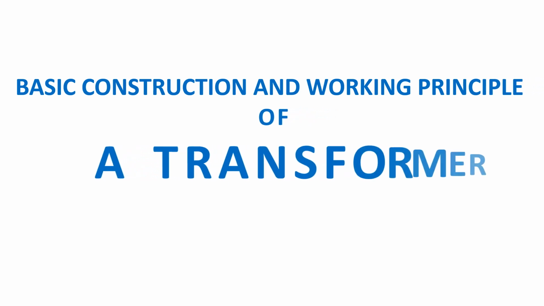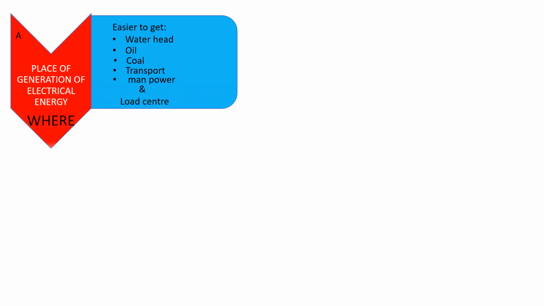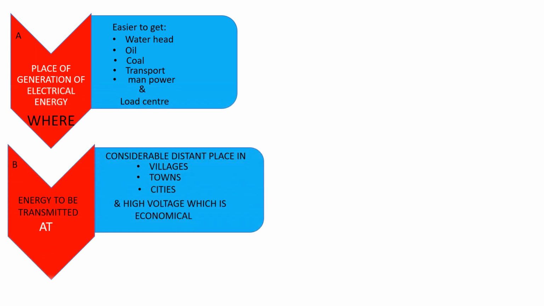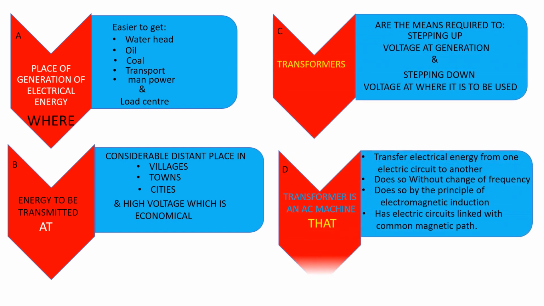Today I shall discuss the transformer, its basic construction and working principle. Electrical energy is generated at a place from where the distance of users is usually very long. Due to various reasons, it is impossible to set up generating stations near all the users. The generated voltage is stepped up to a suitable transmission voltage by a step-up transformer at the station.